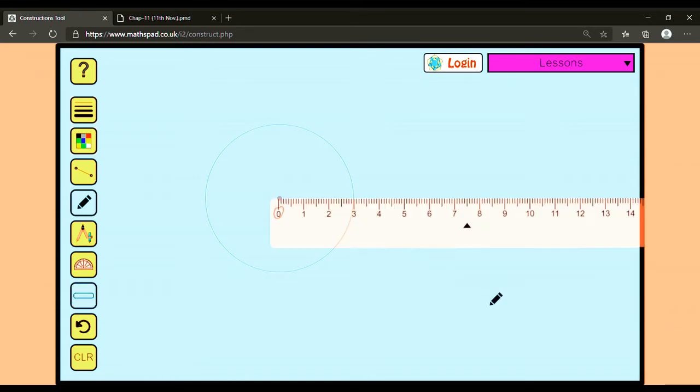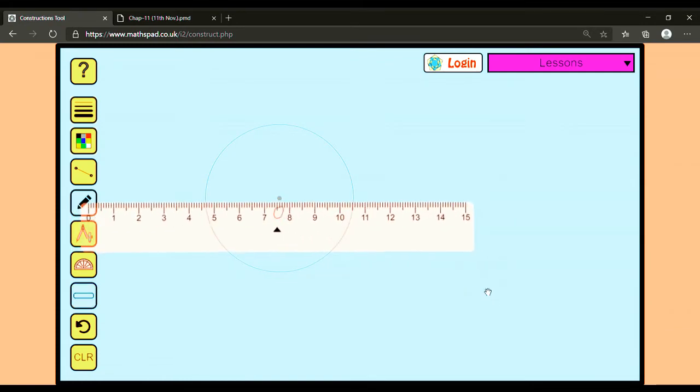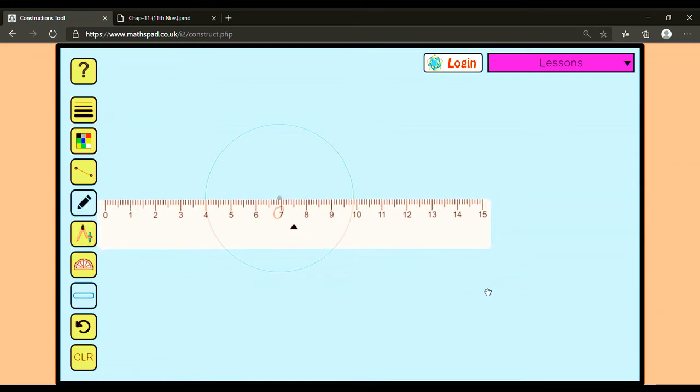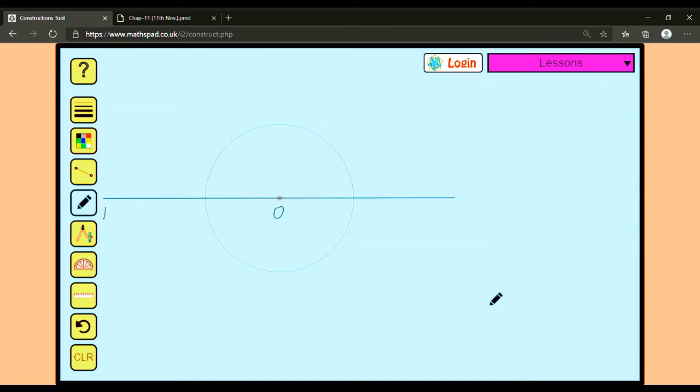So I will be using the ruler. I'm going to place it in such a way that I have right here 7, and I will be marking points along here. So this is distance 7 centimeters on one side and distance 7 centimeters on the other side. So if this is the center O, P from O is 7 centimeters away and Q from the center O is 7 centimeters away.